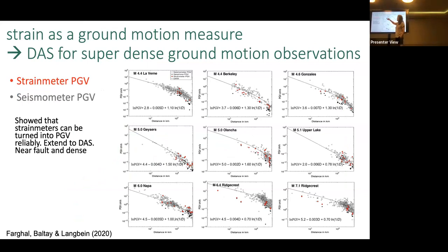And the red data are the strain meter PGV, so strain converted to PGV, and the seismometers are all in the background. Basically, I just want to point out that using these strain meters to get PGV gives you ground motion data that is totally comparable to what we get from seismometers. So I think we could use DAS to constrain near fault ground motions.